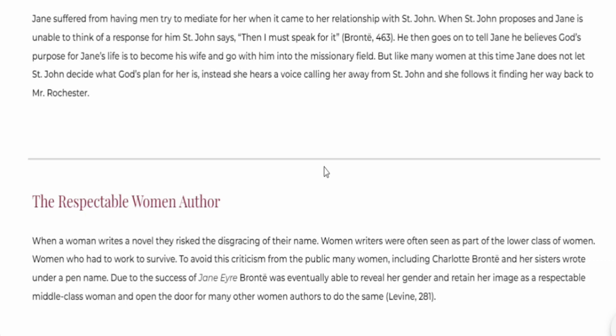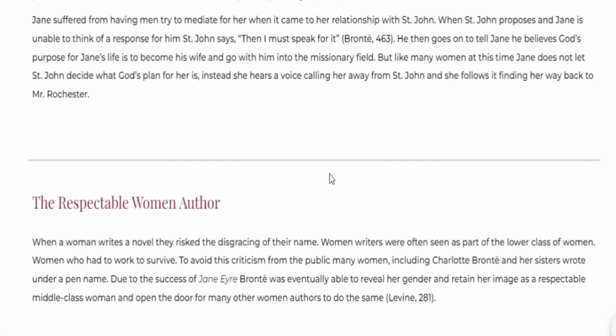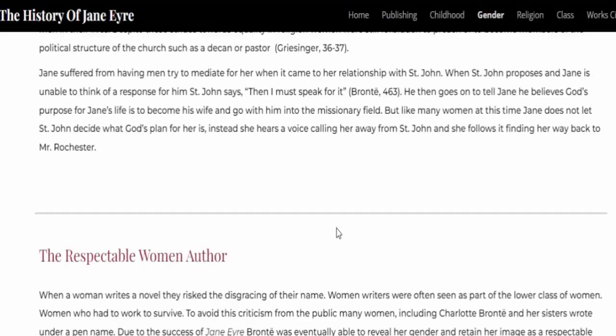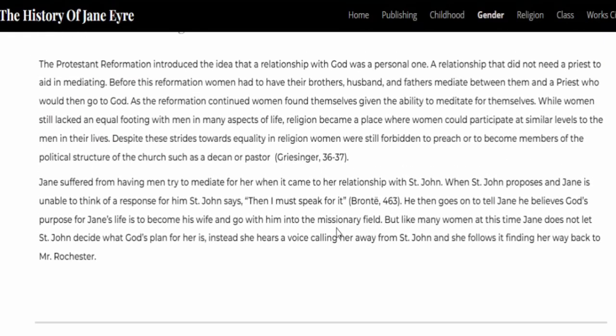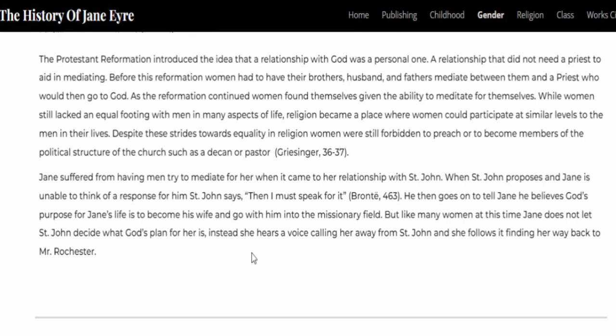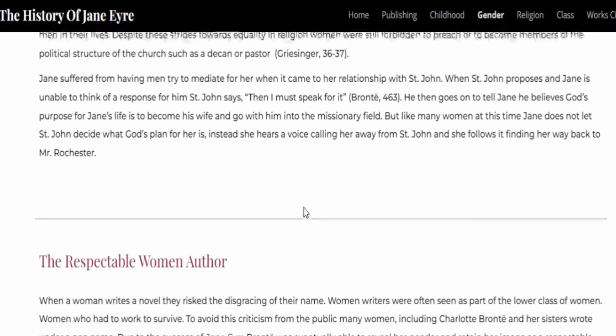The main reason for this is that women writers were often seen as part of the lower class, as someone who had to make money somehow, and therefore they kind of just sell their soul and their ideas to the world through stories. But because of the success of Jane Eyre and the way they weaved the mystery behind the story and the author and the way she revealed herself, she was able to retain her image as a respectable middle-class woman, and because of that, she opened the door for a lot of other authors to do the exact same thing. So it's kind of amazing to see how her character in the book pushes gender boundaries, while the author herself was also doing so.